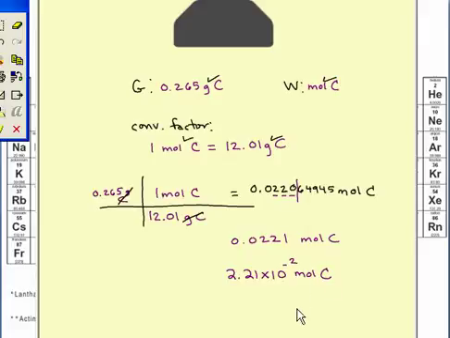Okay, so we want to make sure that we have moles of carbon written down. That's what we want. And then we want to look at our answer and ask ourselves, does it make sense? Well, I have 0.265 grams, and that is about 2 orders of magnitude less than the 12 grams that makes up a mole. So I should be less than a mole. I definitely am less than a mole by about 2 orders of magnitude, and that's correct. 2.21 times 10 to the minus 2 moles of carbon. My answer makes sense.